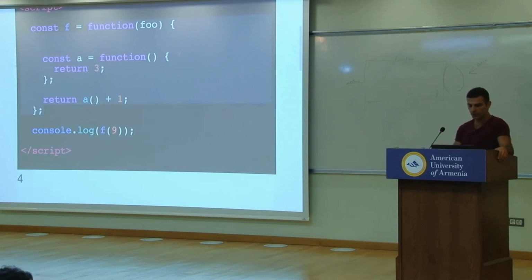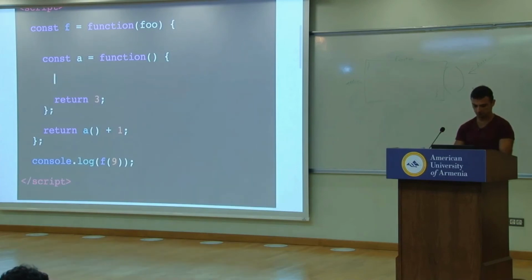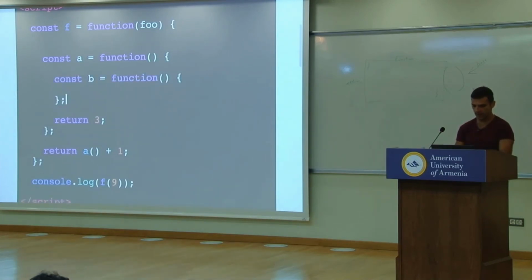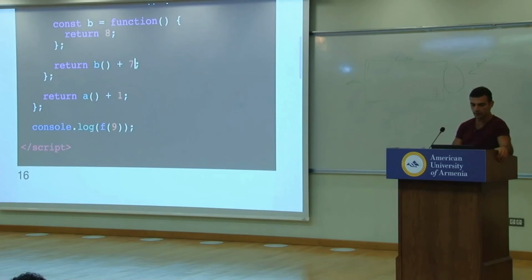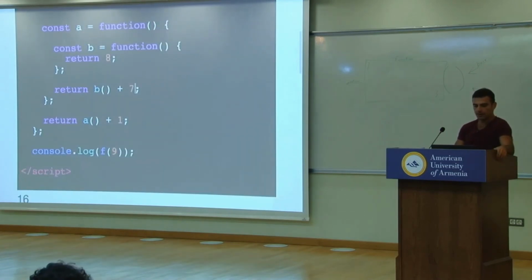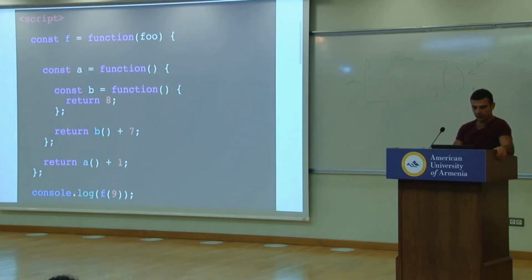Why don't I make a function inside of this function? Why not? Const b is a function, and have that return an 8. Why not? And then here we can call b plus 7 there to get a 15. Then we get 1, and we get 16. So what happens here? This calls f, so we end up in this guy, foo being 9. We create this function, and then we call that function with no arguments.